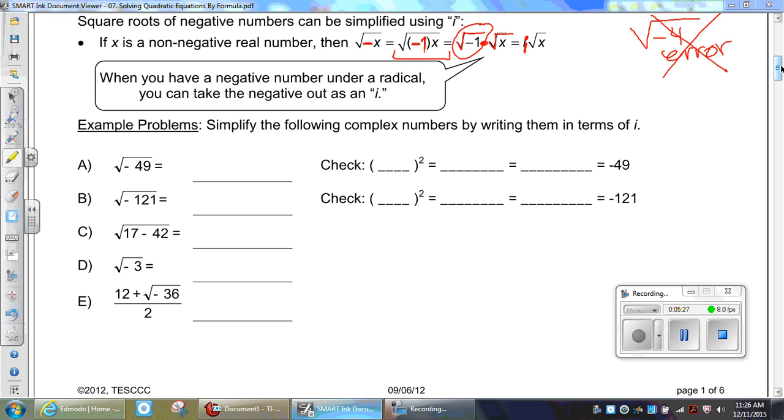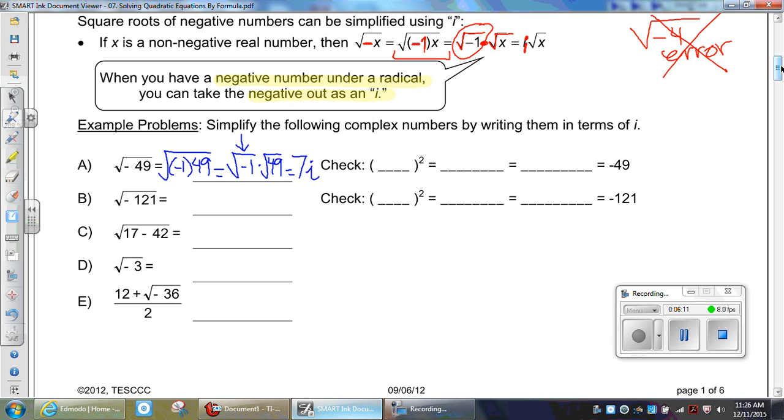Let's highlight this. When you have a negative number under a radical, you can take the negative out as an i. That's what we're going to be doing. I'm going to do it step by step so that you get used to it. The square root of -49, I cannot do that on the calculator. However, I can factor out that negative by writing -1 times 49. From here, that is the same as the square root of -1 times the square root of 49. The square root of 49 is 7, and the square root of -1, by definition, is i.